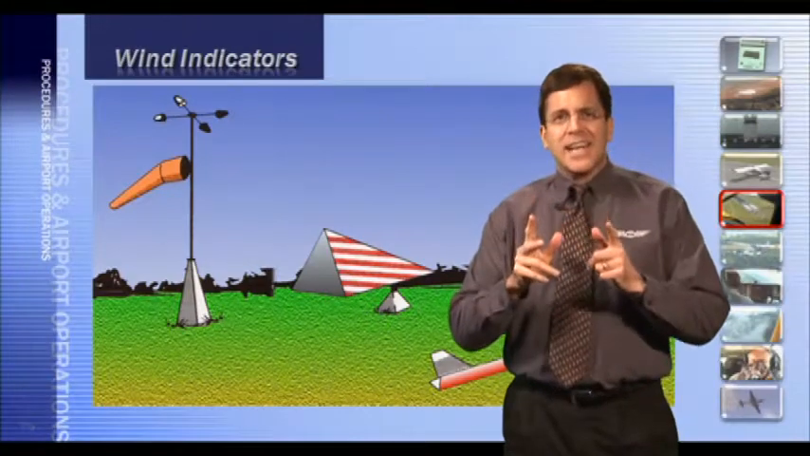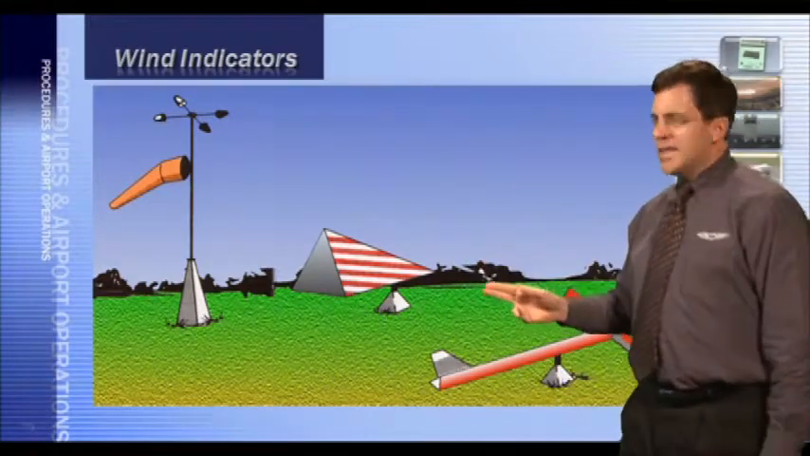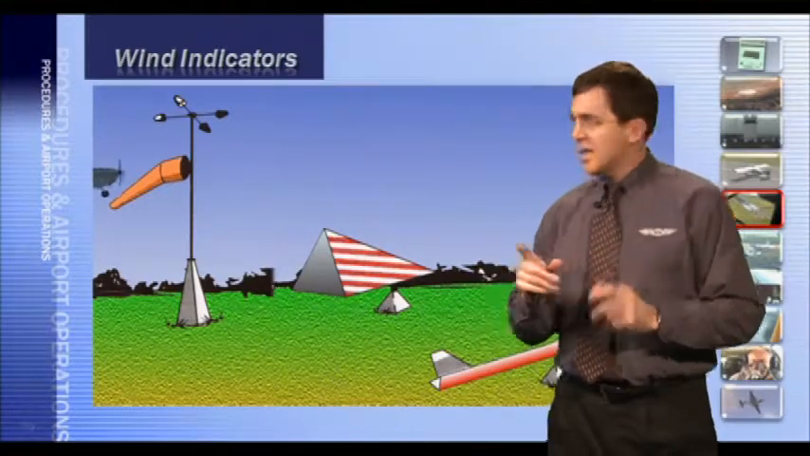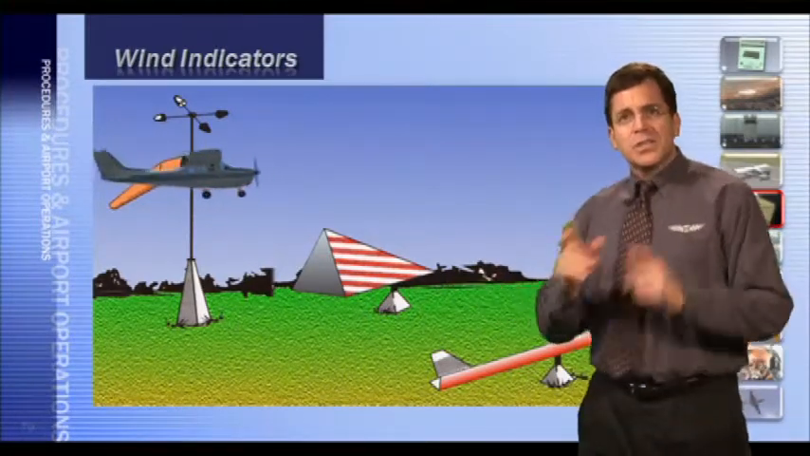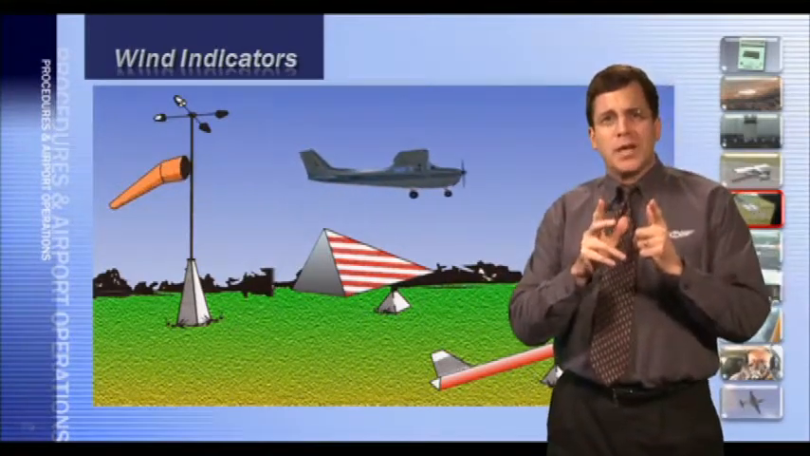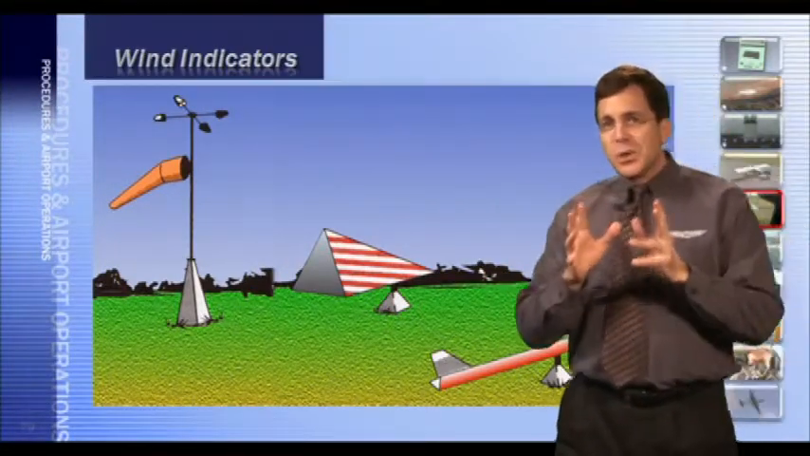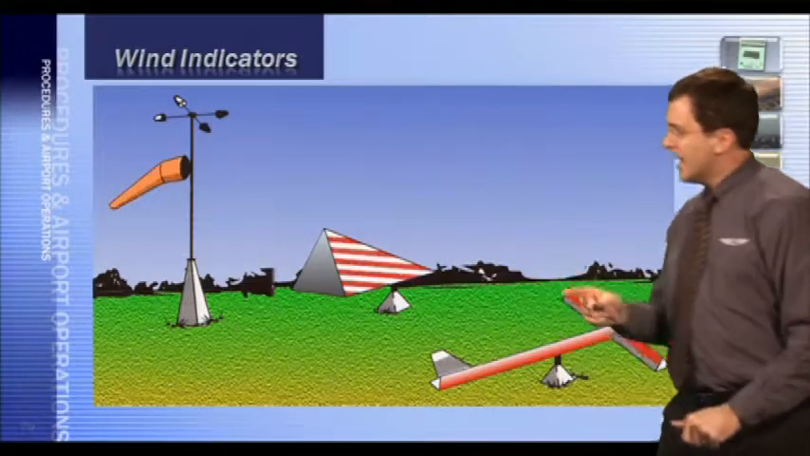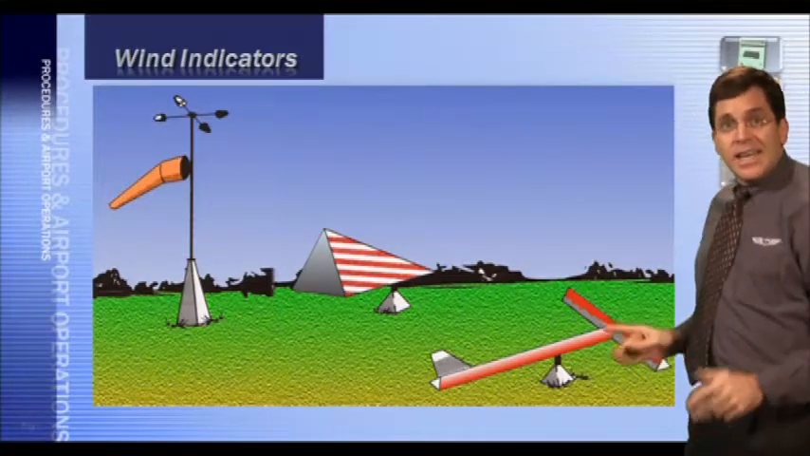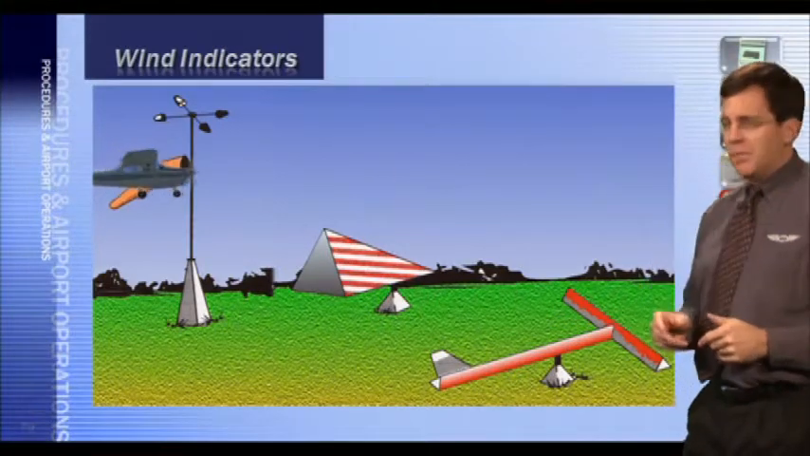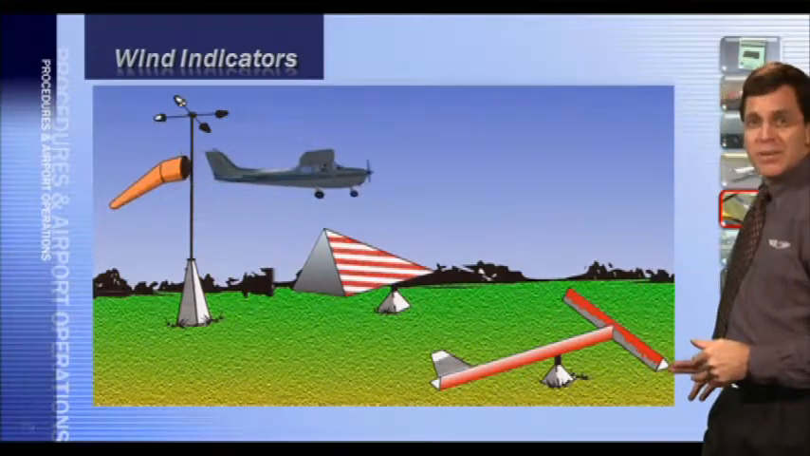The next indicator is a wind tetrahedron. A wind tetrahedron points into the wind, so you want to land your aircraft in a direction in which the tetrahedron is pointing. The third type of wind indicator is a wind tee. It's shaped like a miniature airplane, and it indicates the direction in which the airplane should land, as shown here.